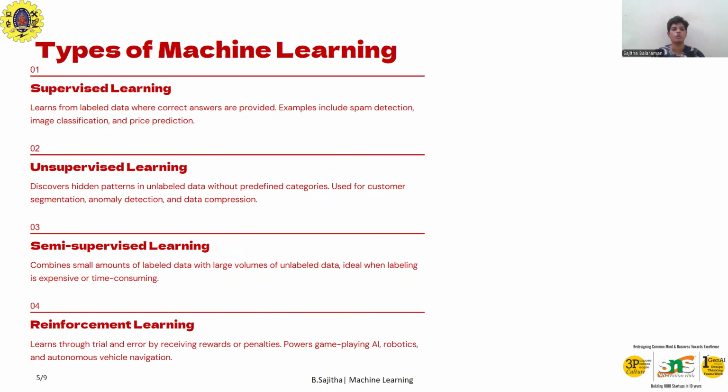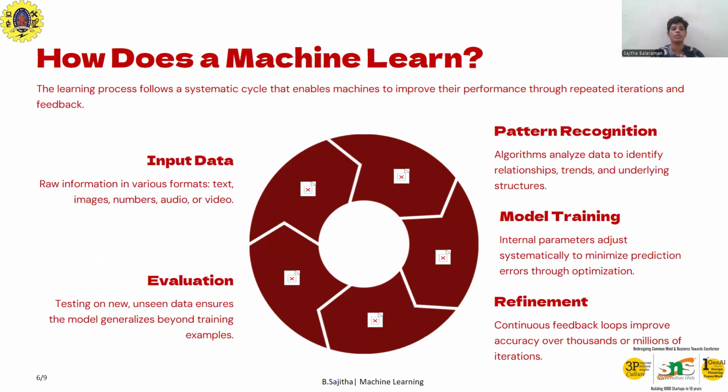So what are the types of machine learning? You can see that there are four different types of machine learning. One is supervised learning, another is unsupervised, the third is semi-supervised, and the fourth is reinforcement learning. We will see all these types of learning in detail in the forthcoming lecture series. Now moving to the next slide.